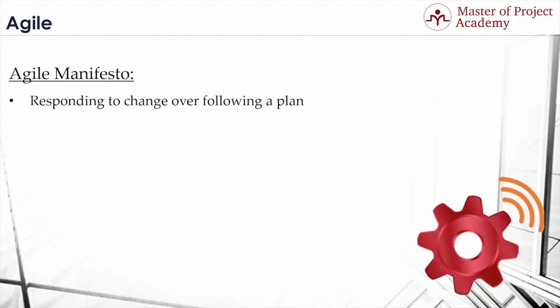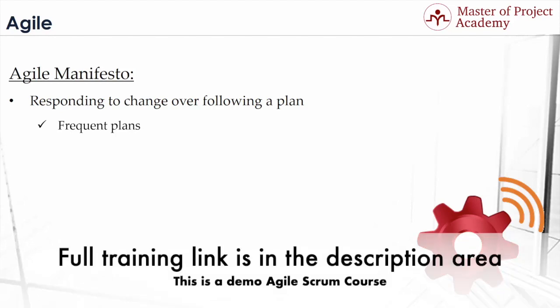Fourth value, responding to change over following a plan. Scrum teams make frequent plans. For starters, they plan the current sprint. In addition, many teams create longer-term plans, such as release plans and product roadmaps. These plans help the team and the business make decisions.